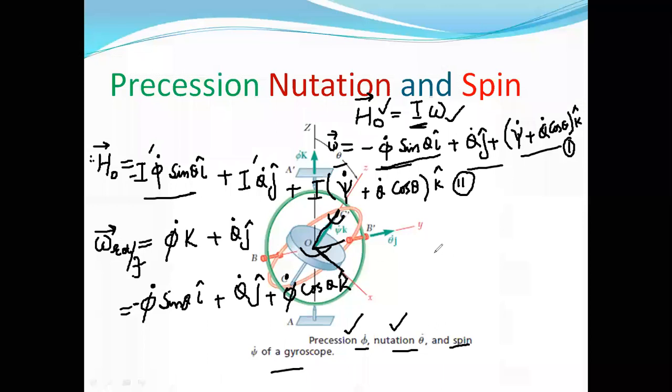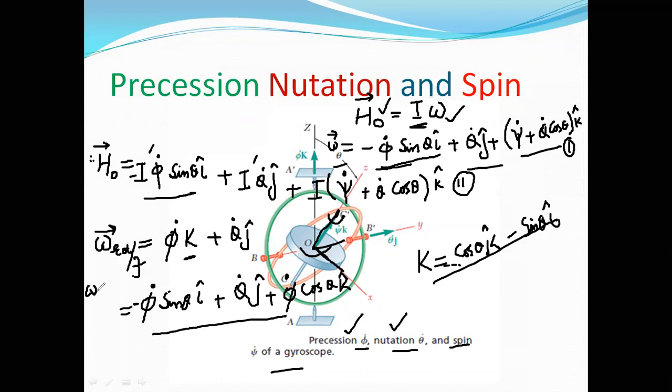The reason is that, as far as the capital K is concerned, the components of capital K are cos theta along small k cap minus sine theta along I cap. This is the unit vector along K. Substituting the value of K in this equation, we get this value. So this is the angular velocity of the disk with respect to the ground frame of reference. Now, once we have this expression and the next expression, with the help of these two expressions we can find out the moments, which we will do in the next class.